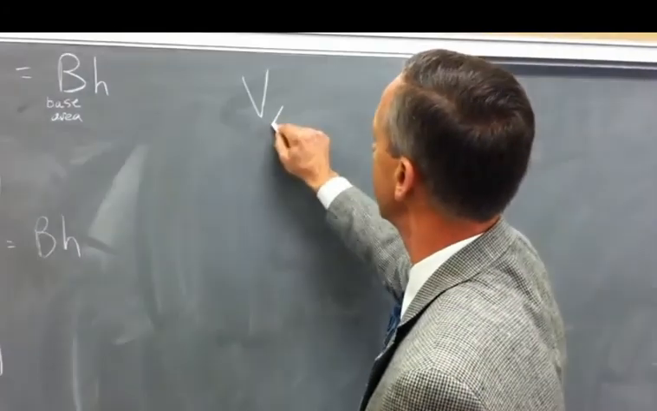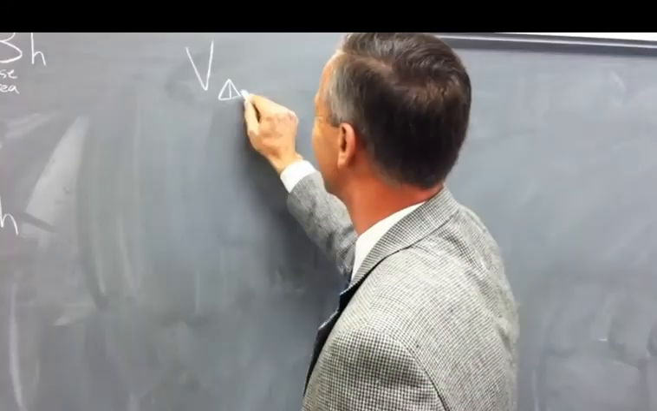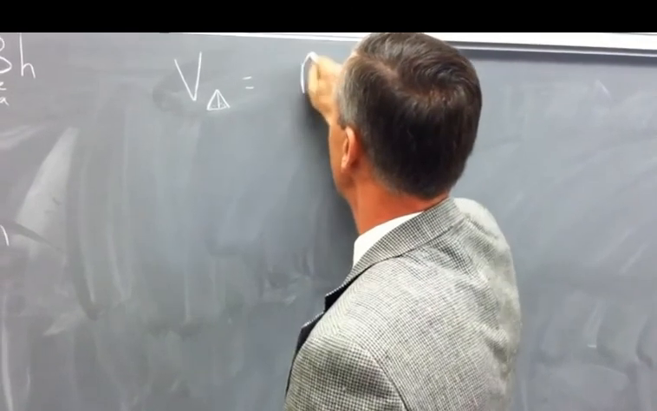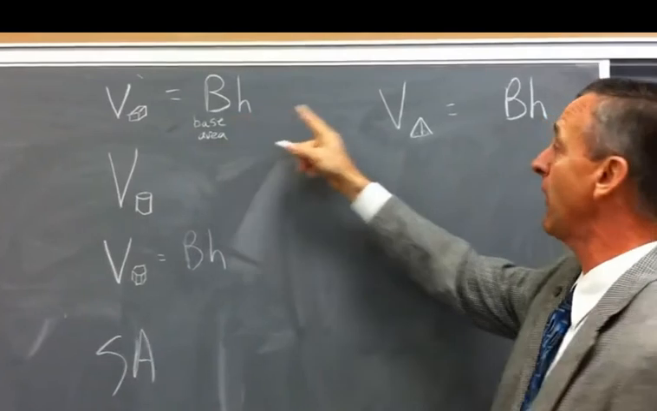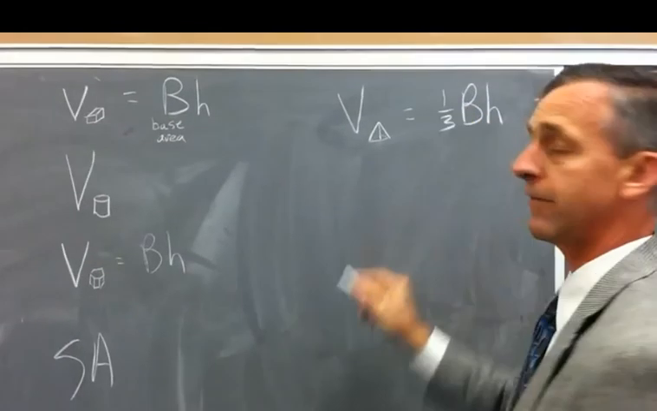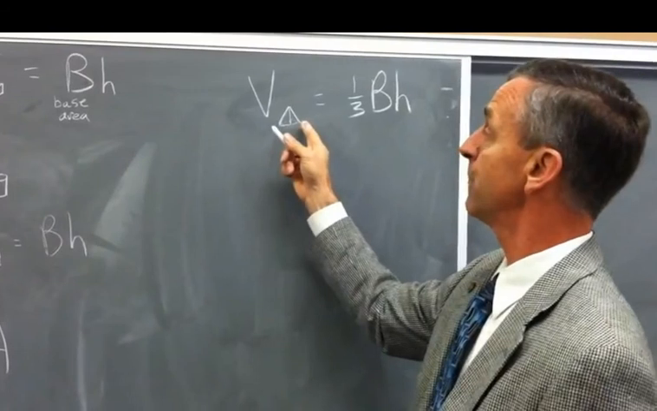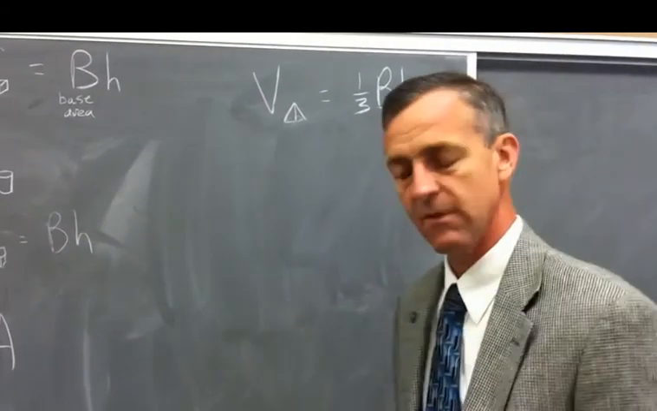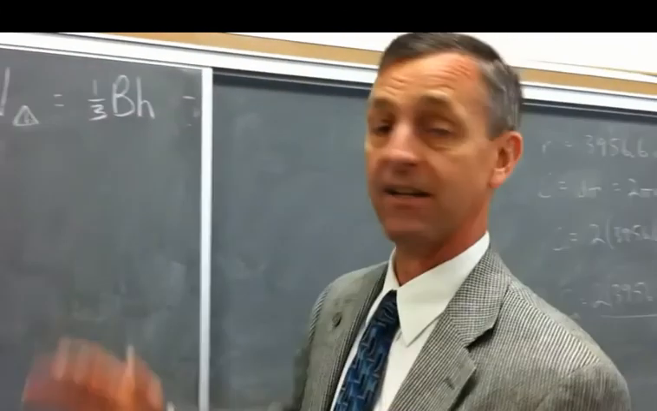Volume of a pyramid is equal to base times height, just like the mother formula. However, we want 1/3 of it. So if a prism goes to a point, we call it a pyramid, the volume formula is 1/3 of what it would have been had it gone straight up.